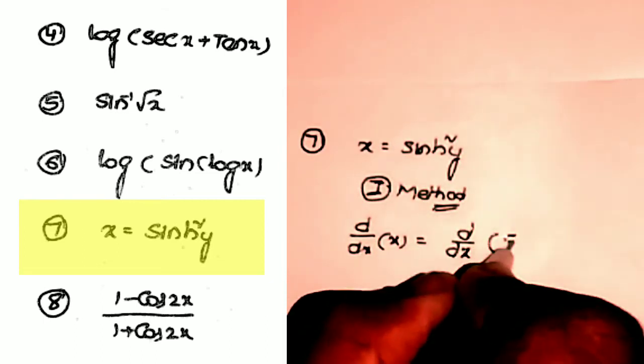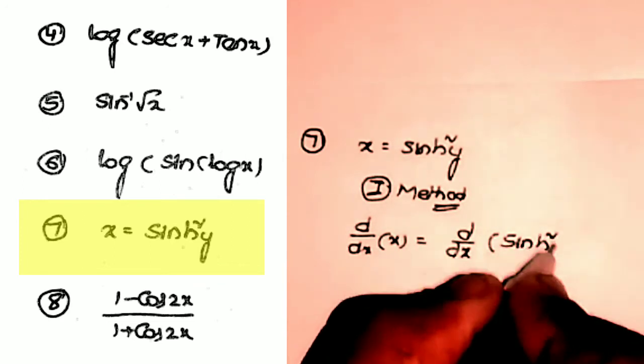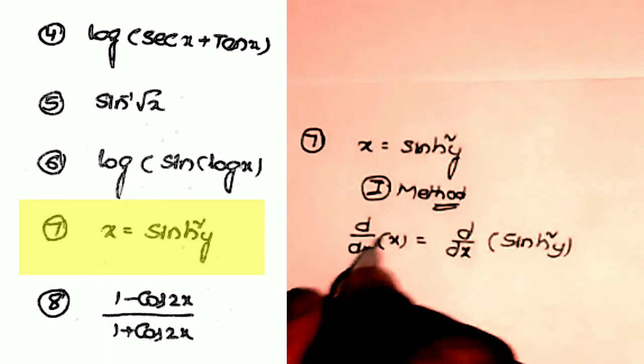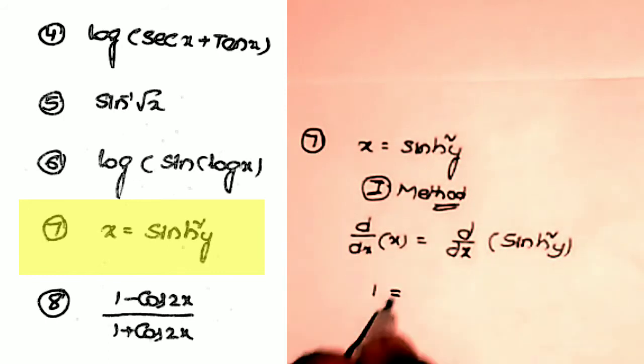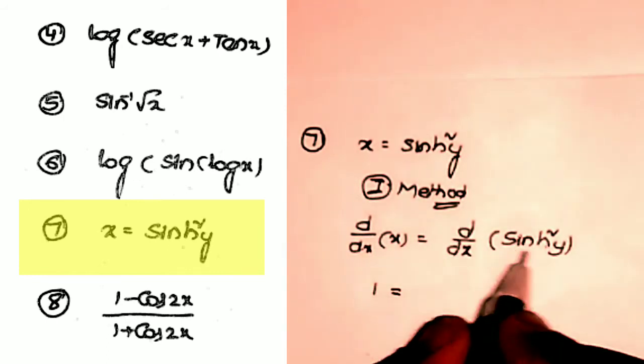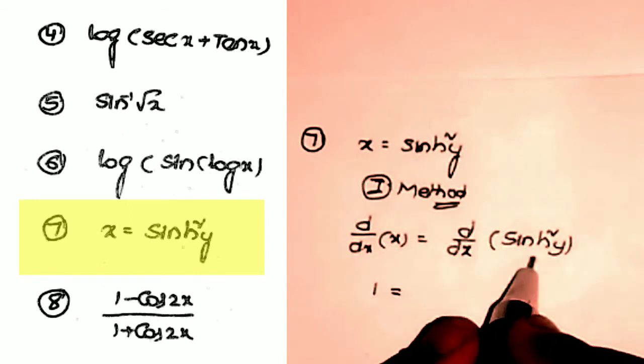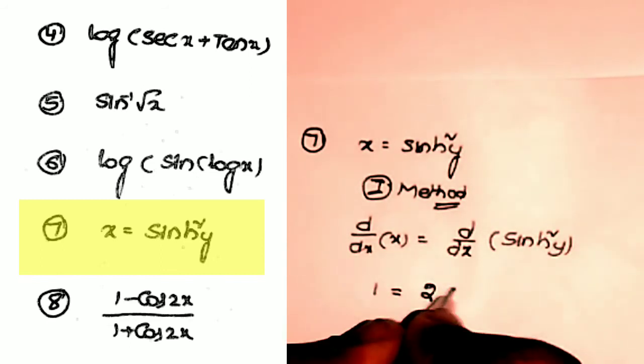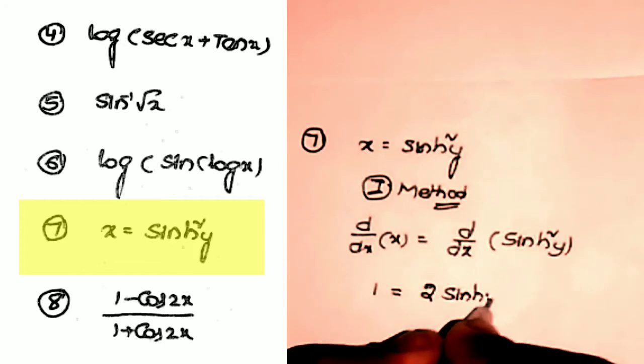Okay, the first method, directly doing the derivative. dy/dx of x is equal to dy/dx of sinh square y. What is dy/dx of x? X derivative is equal to 1. Okay, sinh square y means this is in the form of x square. X square derivative is 2x. What is x here? Sinh y. So 2x, that is 2 into sinh y.